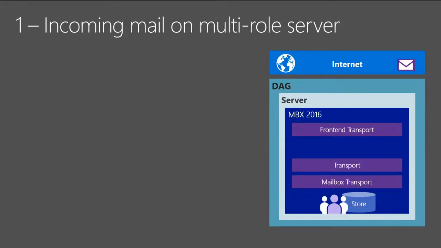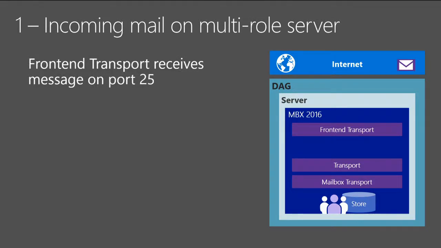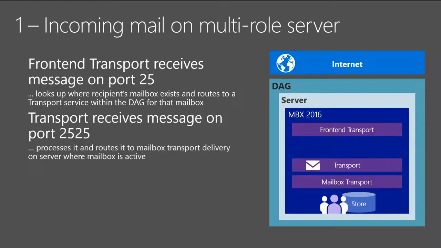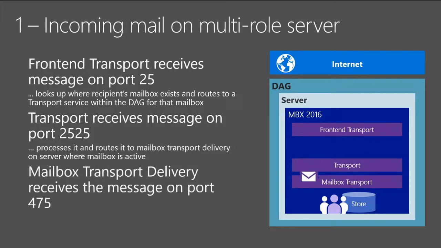You have one machine. Let's understand this. You have one machine that's a mailbox server. It has all the three transport components, and there's a mail item coming in for this person in purple. So front-end transport service receives this on port 25, determines which DAG, and since there's only one DAG here, it will send the mail to the transport service on 2525, processes it, sends it via mailbox transport on 475 to the store.